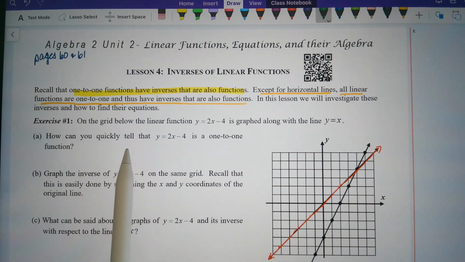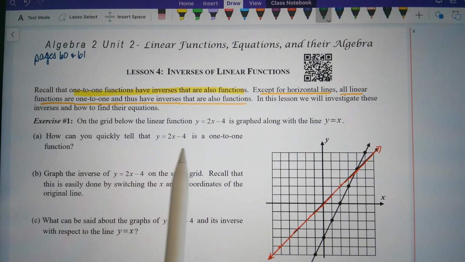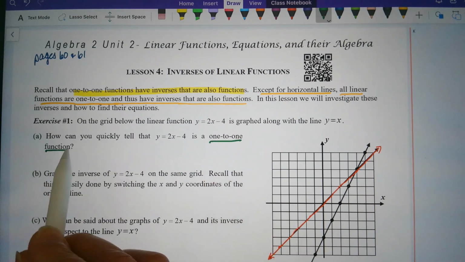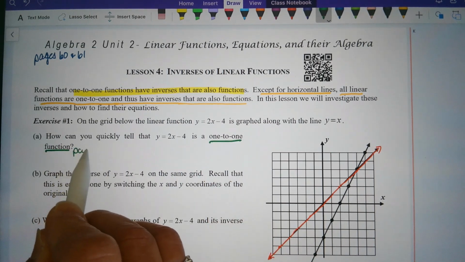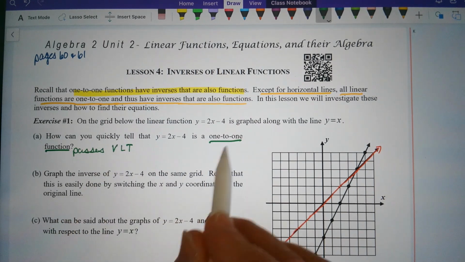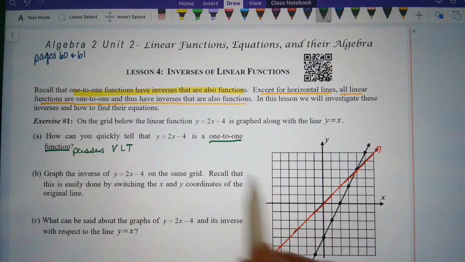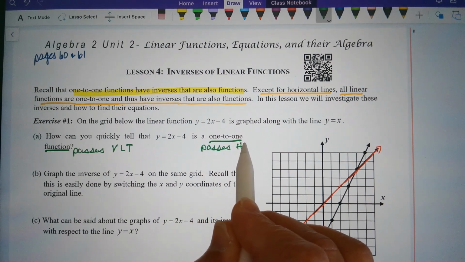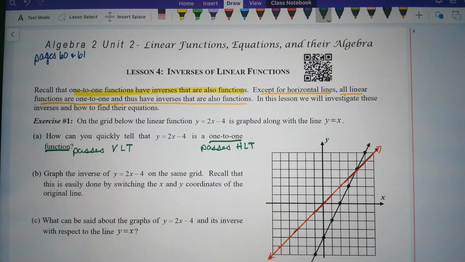How can we quickly tell that y equals 2x minus 4 is a one-to-one function? Well, first, for a function, it passes the vertical line test, the VLT, and for one-to-one, it passes the horizontal line test, HLT. Graph the inverse of y equals 2x minus 4 on the same grid.